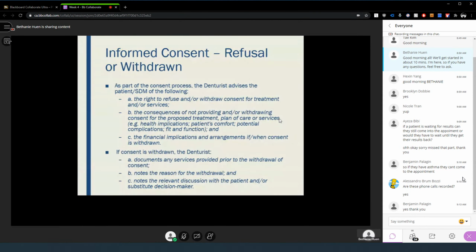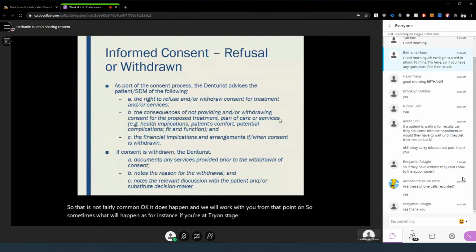That is not fairly common. It does happen, and we all work with you from that point on. Sometimes what will happen is, for instance, if you're at try-in stage, that you might be paired with another student to finish off the clinical applications of that appointment. If the patient says, I'm leaving, and you're at try-in stage, you've done the try-in, that appointment's done.